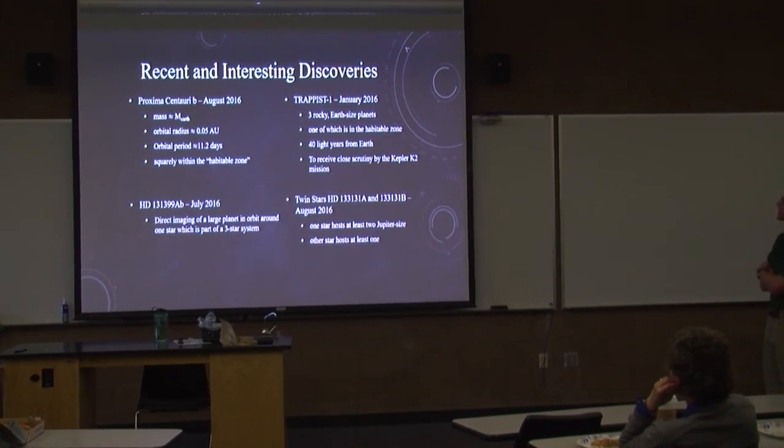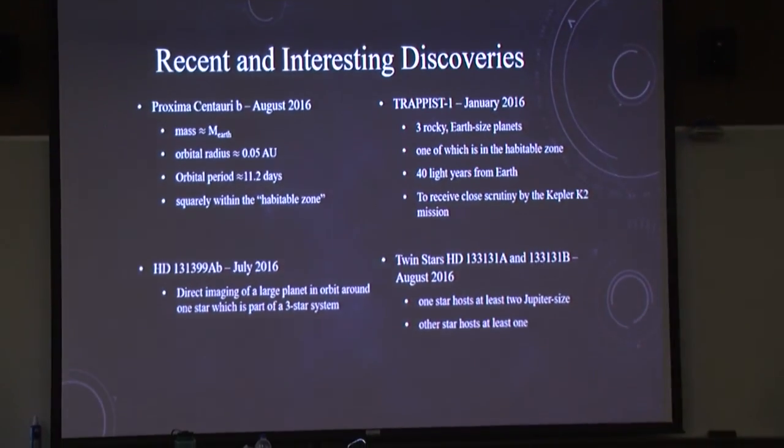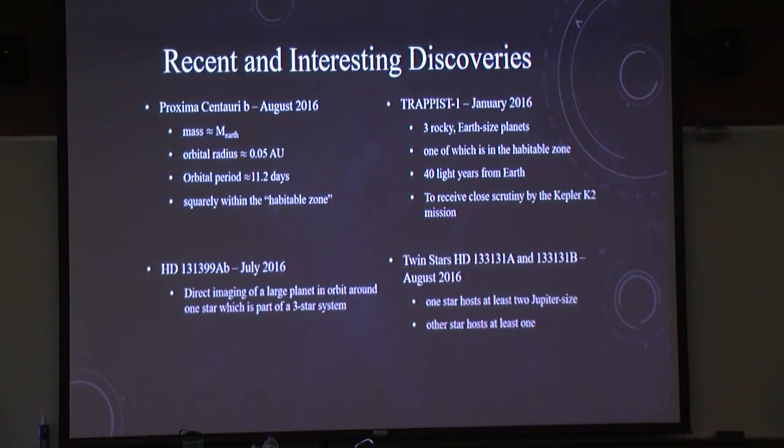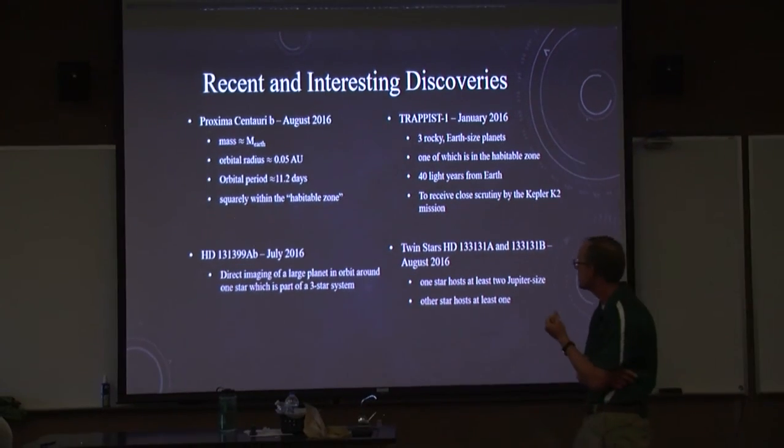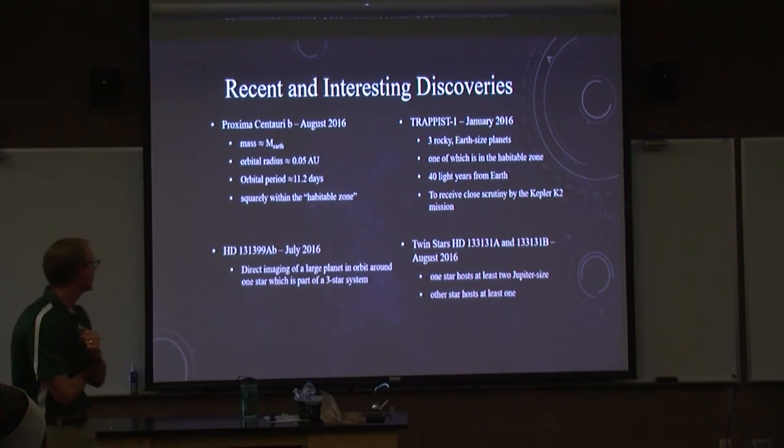Okay, so some recent and interesting, perhaps, discoveries. And these are all from this year, ranging from January 2016 through August 2016. So in August, you may have heard in the news, Proxima Centauri b, orbiting the closest star to Earth, which is much smaller than the Sun. They discovered an Earth-ish sized planet orbiting somewhere around that.